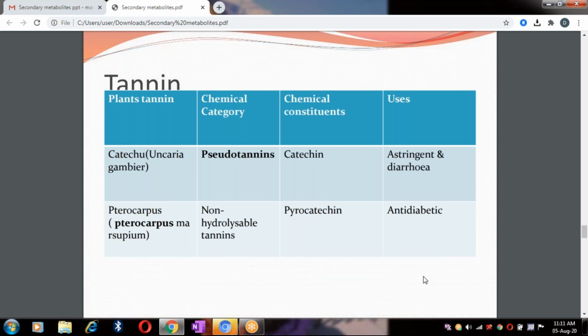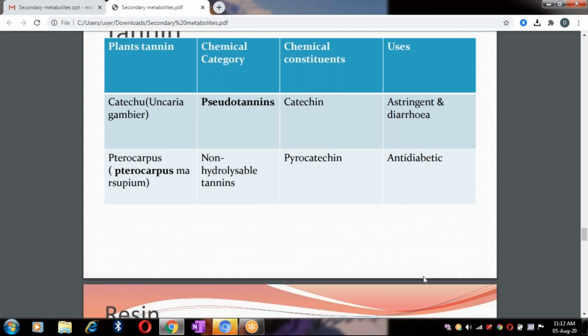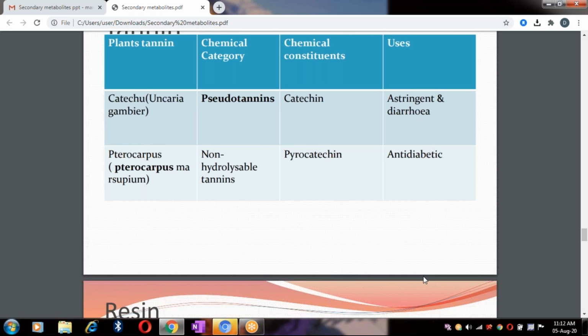One is black catechu, that is acacia. One is pale catechu, Uncaria gambier. So it contains mainly catechin and is used as astringent. Next example is pterocarpus. So pterocarpus marsupium. This has a non-hydrolyzable tannin called as pyrocatechin. It is used as anti-diabetic drug.